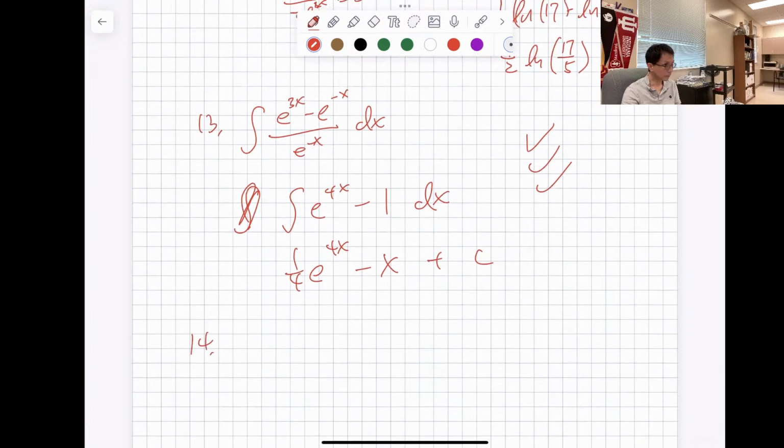14. Yes. Yep. They wrote 0, but then didn't simplify down to 1. They didn't figure it out.